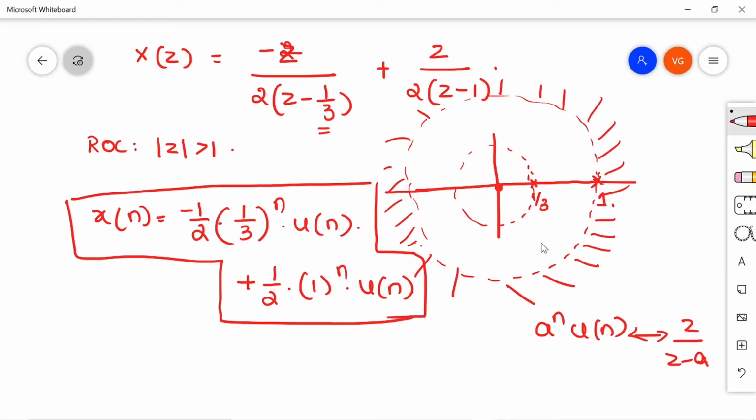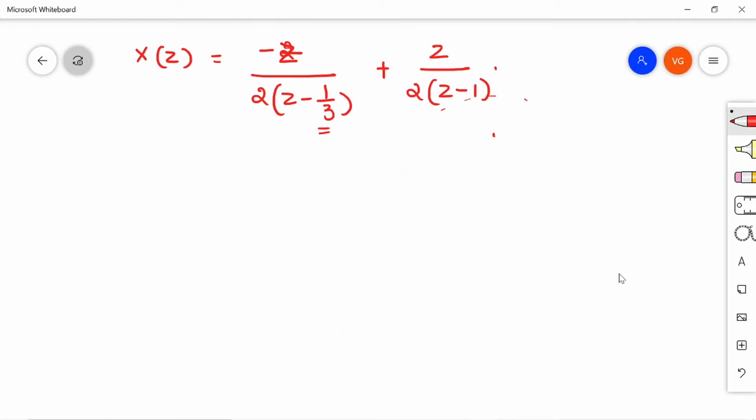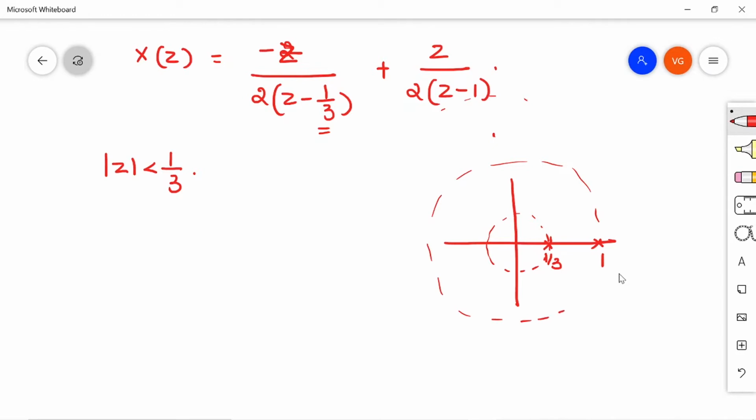This is case 1. Case 2, you are given mod z less than 1 by 3, and you have to find out your x of n. Again, take down the graph. You have two poles, one at 1 by 3 and one at 1. So draw two circles. Now mark your ROC. ROC is less than 1 by 3. So this is your ROC.